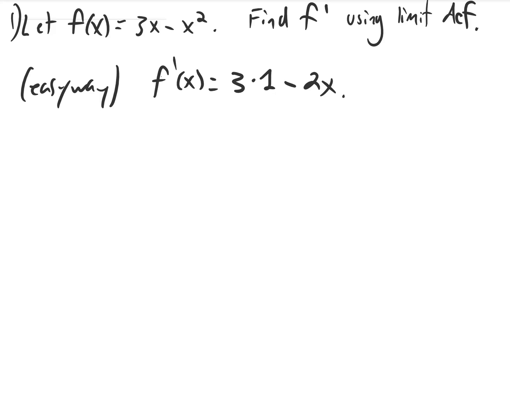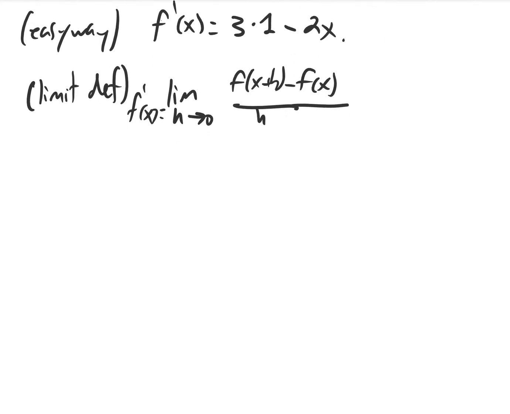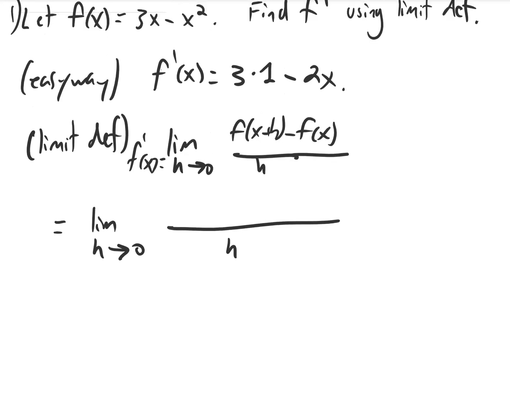Now let's do it using the limit definition. So the limit definition of the derivative says that f prime of x is the limit as h goes to 0 of this ratio, f of x plus h minus f of x over h. All right, so that's the limit as h goes to 0. Now what's f of x plus h?